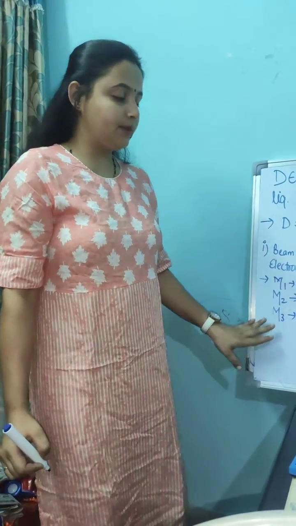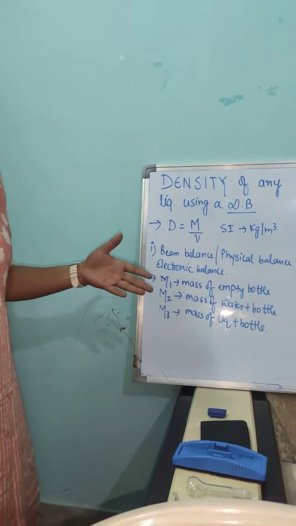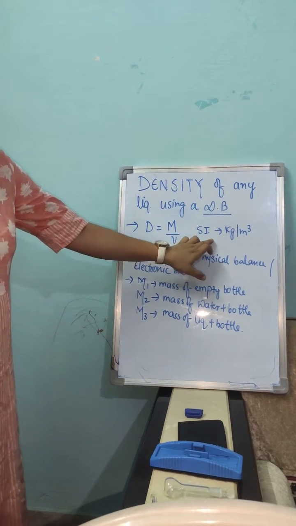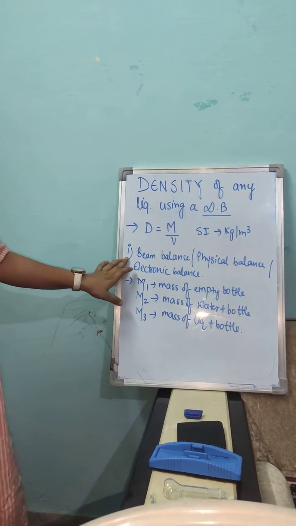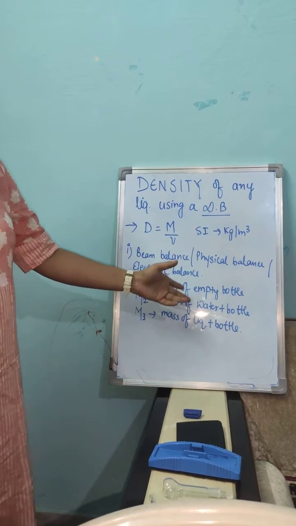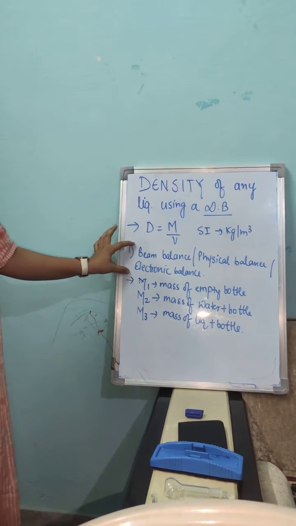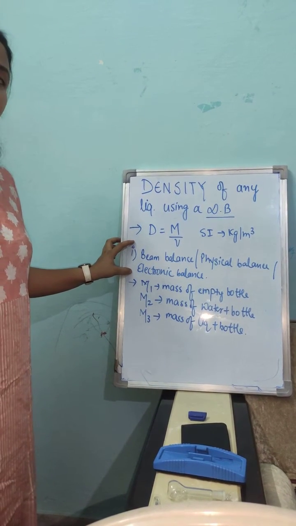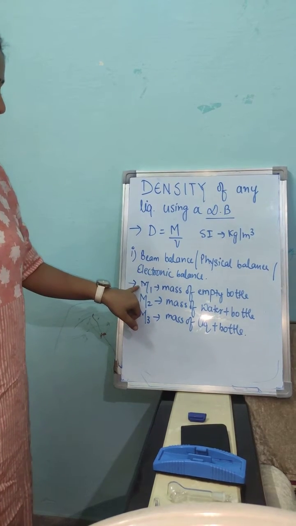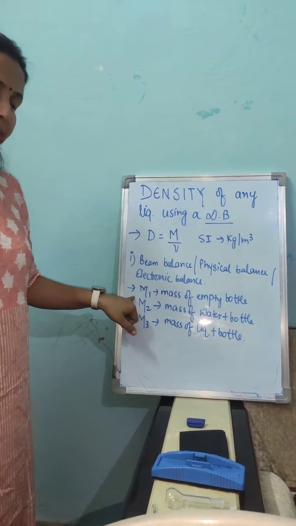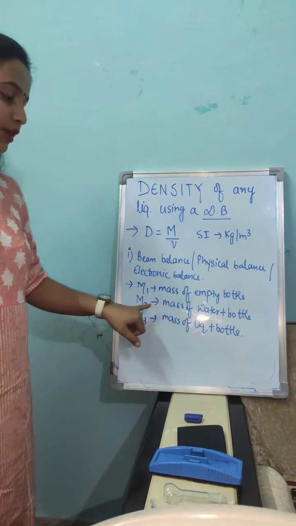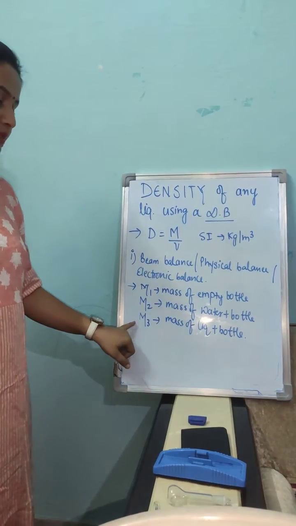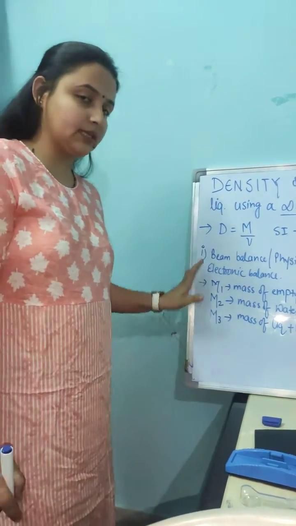Okay, now I believe up till here the things are clear. Let me just revise the concepts. The formula of density is mass upon volume, the SI unit of which is kilogram per meter cube. In this experiment we use a beam balance, physical balance or electronic balance to measure the mass of the density bottle. First you measure the mass of the empty density bottle, that we call M1. You pour water in it, then again measure the mass, that is M2, mass of water plus bottle. Third is the mass of the liquid plus bottle, M3. So I believe things are clear.